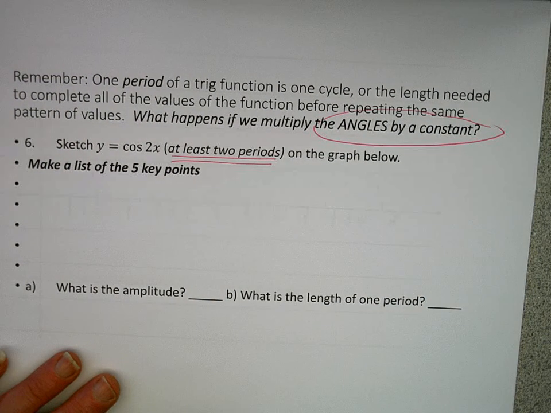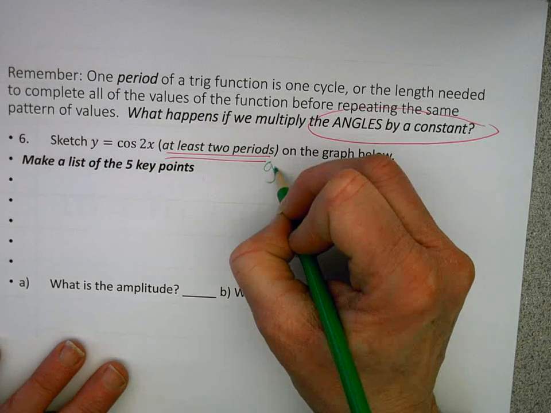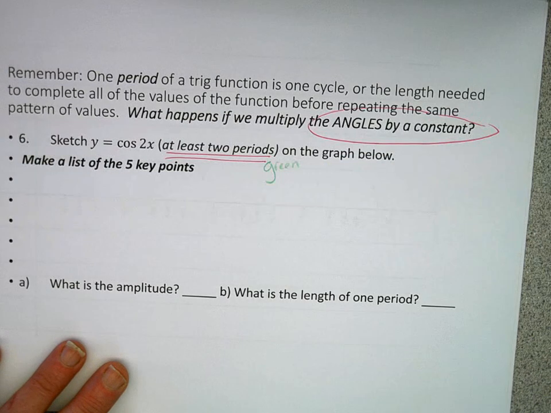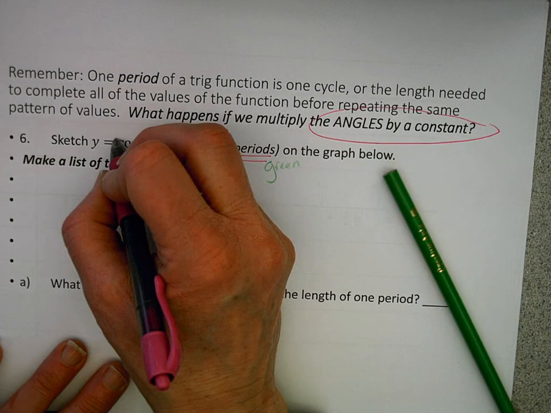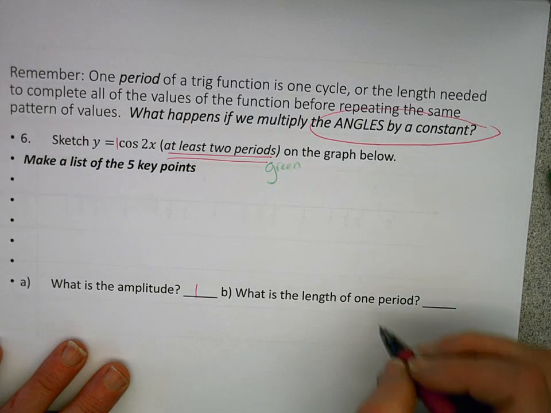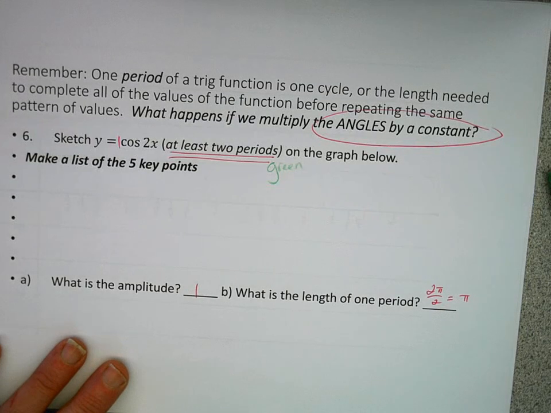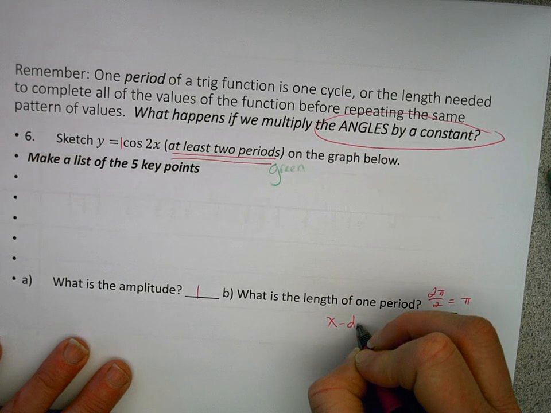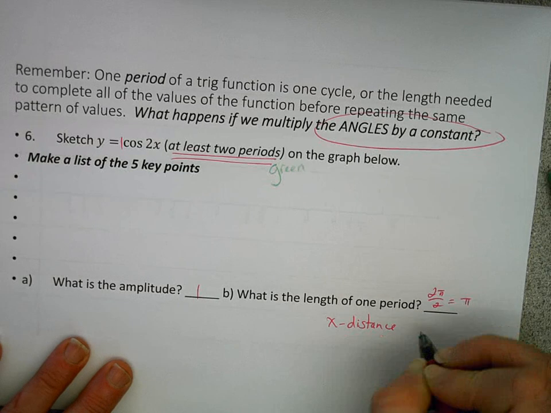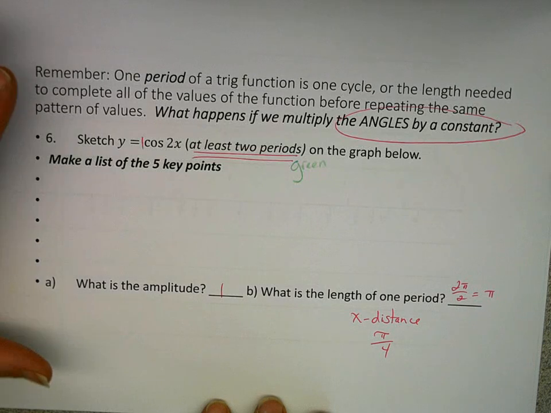Okay? I'm going to do this one in green so you guys know when I get to the graph. Okay, so I need to figure out the amplitude. Well, again, the amplitude is 1. There's just an understood 1. And the period is 2 pi divided by 2, or pi. Okay, then we're going to divide that into 4 equal parts. So our distance between each point is pi over 4.